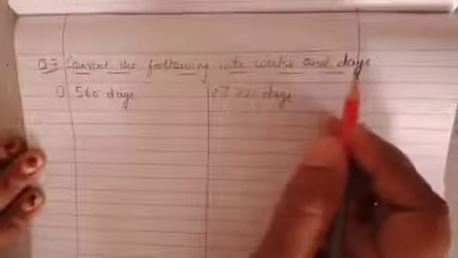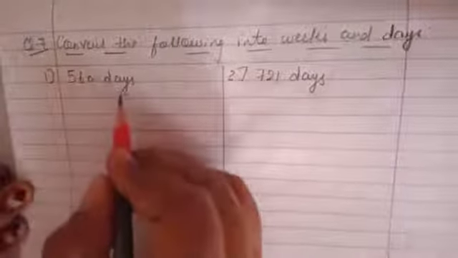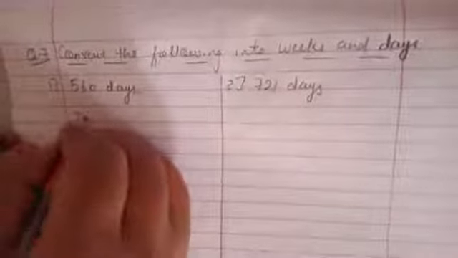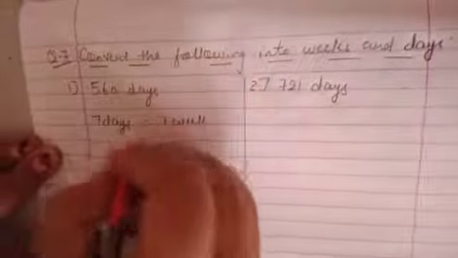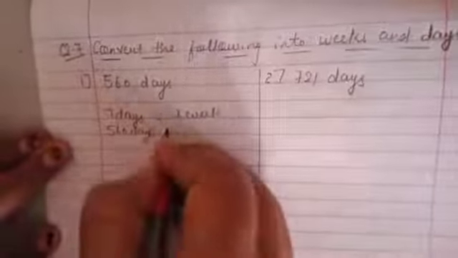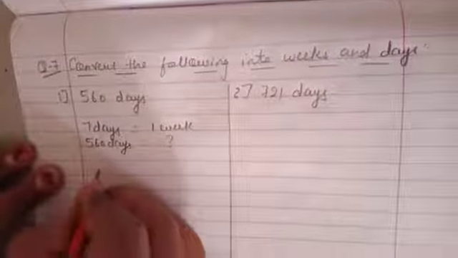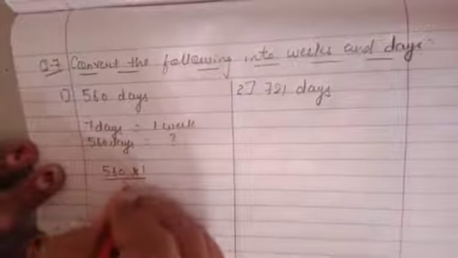Question number 7. Convert the following into weeks and days. Number 1, 560 days. So here days are given, we have to convert them into weeks. So 7 days equals 1 week. So we have 560 days. How many weeks will it be? So what will we do? We will divide by 7. So 560 multiplied by 1 upon 7. So we will divide it by 7.